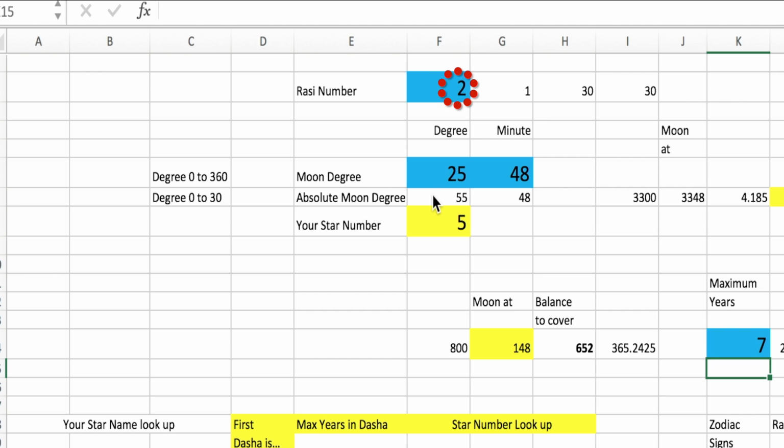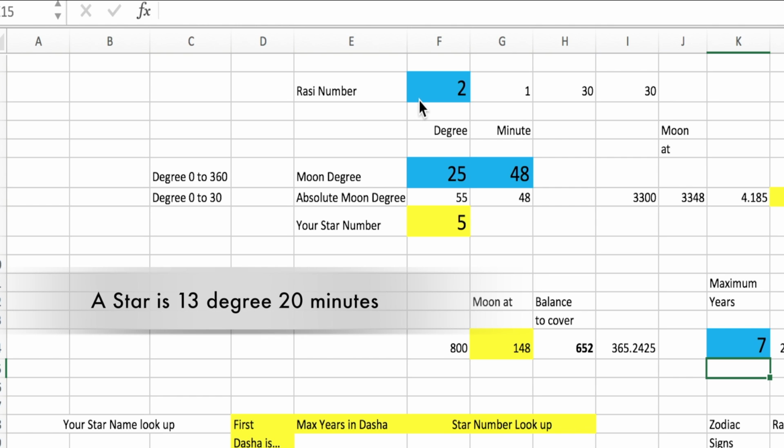So wherever it is blue, these are the input points. So you have to input the Rashi number, the moon degree, and the moon minute, and then the maximum number allotted to a particular Dasha. Before continuing, I would like to tell you that a star is 13 degrees and 20 minutes long, which when converted into base minutes will become 800.